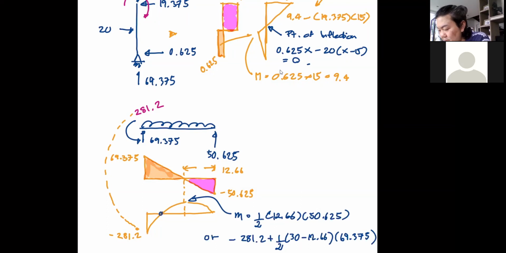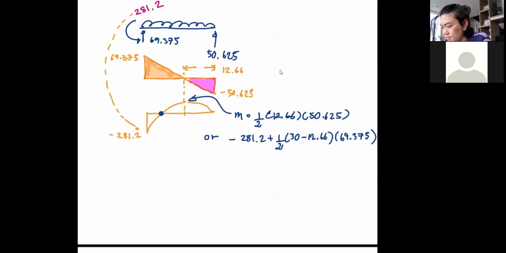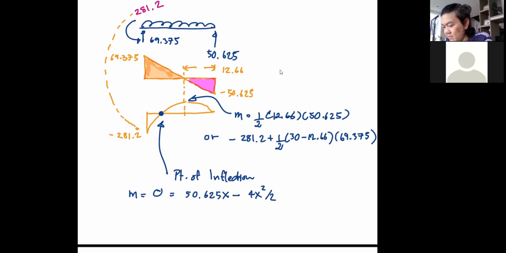And if you want to calculate the point of inflection, it's easier to do it from the right. So it's going to be the moment, which is equal to 0 at this point, is equal to 50.625x minus 4x squared over 2. Okay. Any question? That's it.